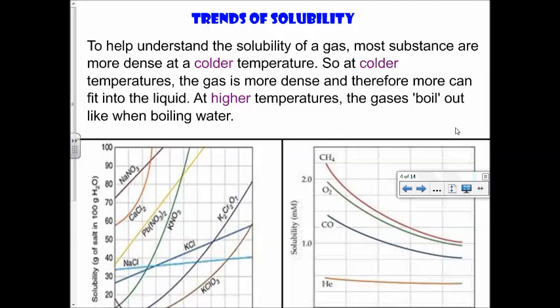And trends of solubility. To help understand the solubility of a gas, ooh, this is a fun one. This is where it gets kind of weird for students. Most substances are more dense at a colder temperature. I think most of us can agree with that. So at colder temperatures, the gas is more dense and therefore more can fit into a liquid. So when a liquid is colder, it can actually have more oxygen or more gas dissolved in it.